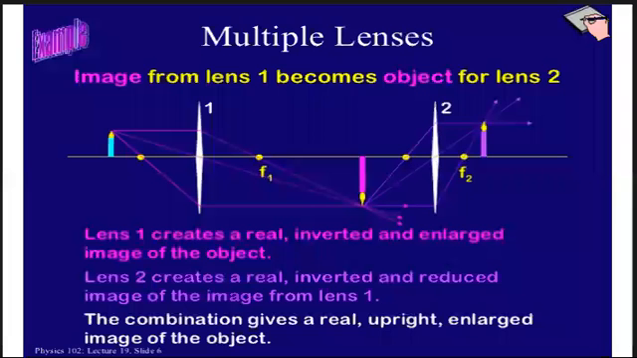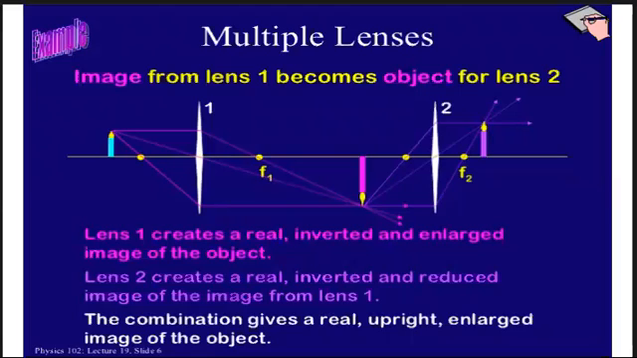There are also cases where a particular object uses multiple lenses. The image from lens 1 becomes the object for lens 2. Lens 1 creates a real, inverted, and enlarged image, but lens 2 creates a real, inverted, and reduced image. The combination gives us a real, upright, but enlarged image of the object.